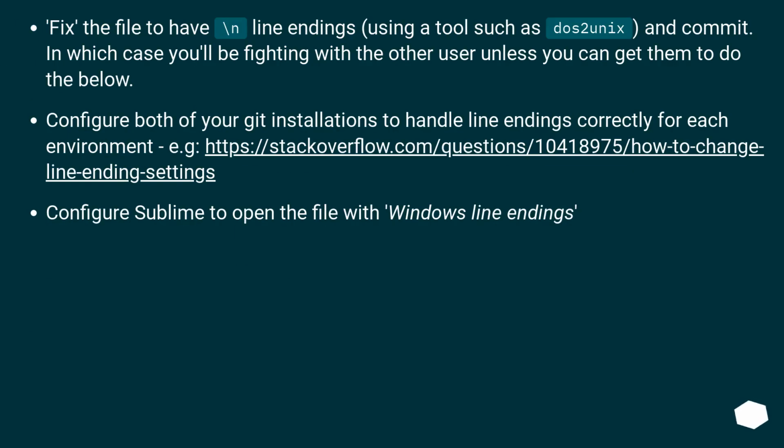Fix the file to have \n line endings, using a tool such as dos2unix, and commit. In which case you'll be fighting with the other user unless you can get them to do the below. Configure both of your Git installations to handle line endings correctly for each environment, e.g., this URL. Configure Sublime to open the file with Windows line endings.